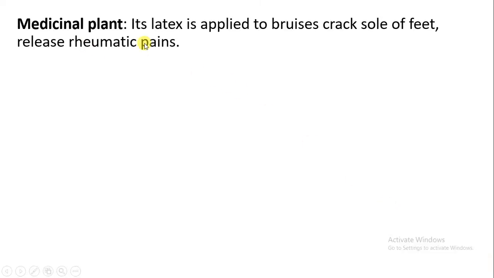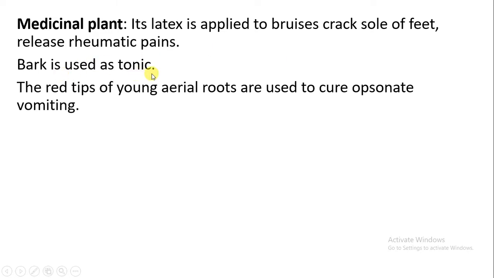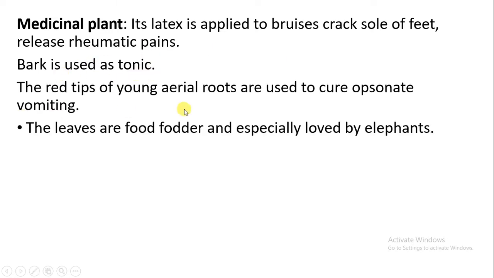As a medicinal plant, the banyan tree's latex is applied to bruises. It is also applied to cracks of the sole of the feet. It relieves rheumatic pains. The bark is used as a tonic, and the red tips of the young aerial roots are used to cure obstinate vomiting.